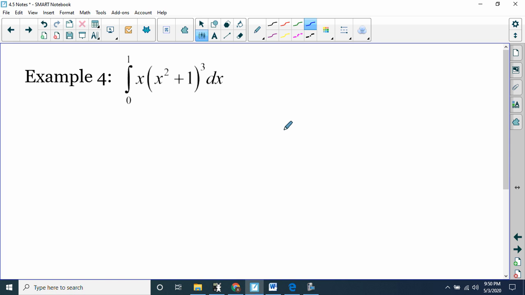Example 4, this one's just a little bit different in that we have these bounds here. So I've got the 0 and the 1. But we're going to do it pretty much the same way. I've got the integral from 0 to 1 of x times the quantity x squared plus 1, cubed, dx. U equals x squared plus 1. Du is the derivative of that, which is 2x dx. There's x dx. We need to multiply by 2 to make du. So we also need to multiply by 1/2.